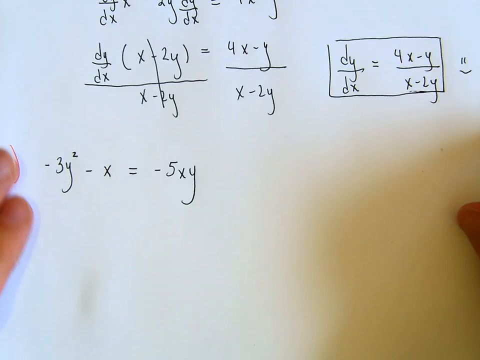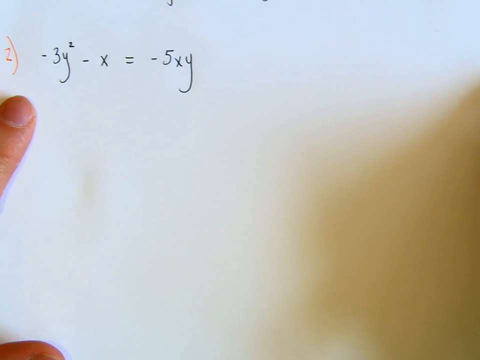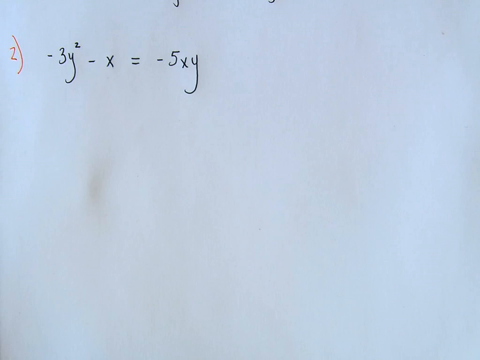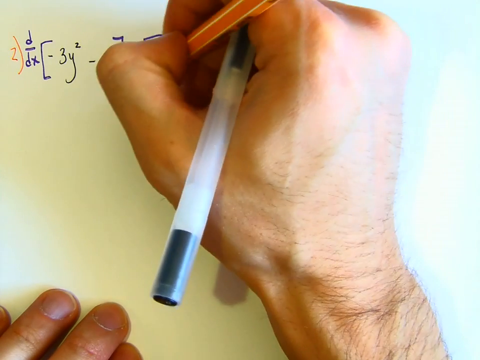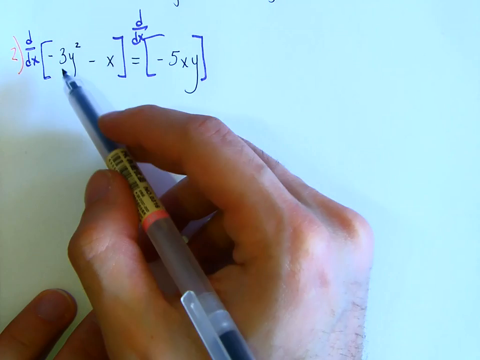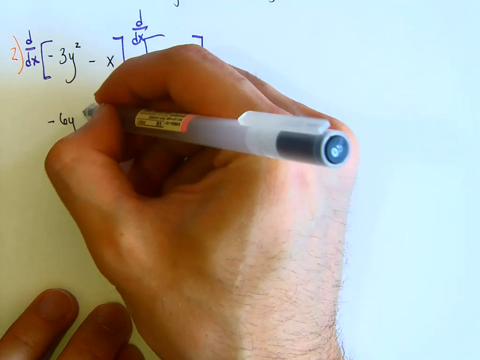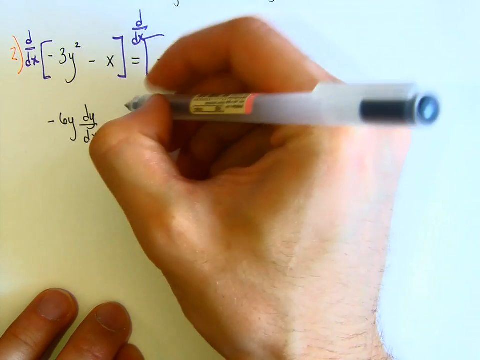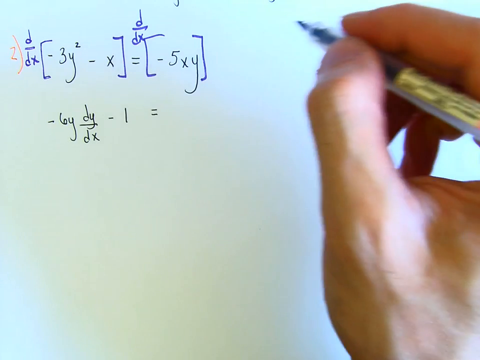Try this one by yourself. See what happens. Okay. So let's imagine you tried it by yourself. Let's check. What's the first move? Differentiate both sides with respect to x. Okay, so I take d dx on both sides. So what is the derivative of -3y squared? That should be -6y dy dx minus 1 equals, okay, now here, what do we need to do?